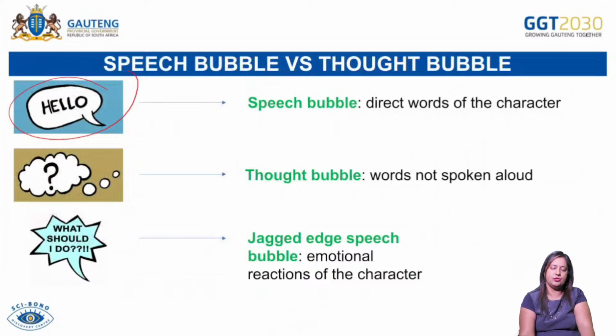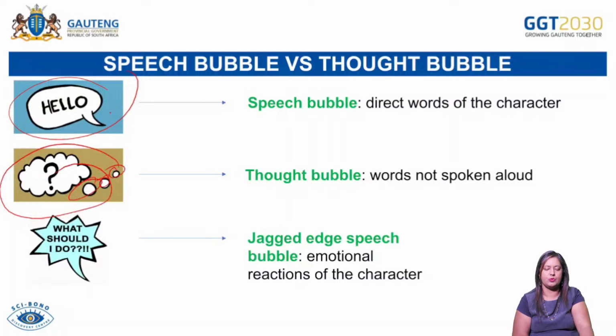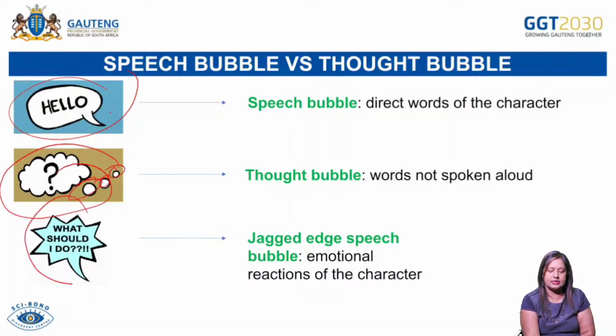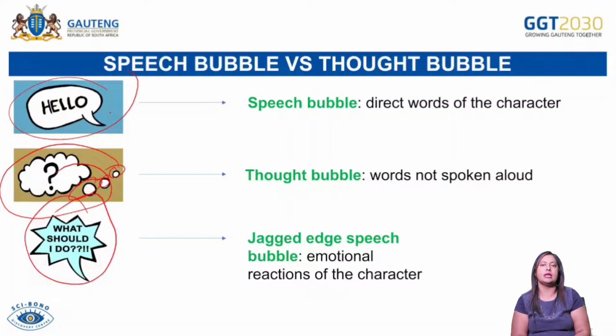I need to put it into reported speech. Right. Then, do you see the difference between the speech bubble and the thought bubble? Notice these 3 dots here usually is what precedes the actual bubble, which is then that cloud effect, okay? That is the words that are not spoken. It is the ideas that are held, obviously, in the mind of the character. Then, the jagged edged speech bubble. This is showcasing the emotional response of the character, okay?